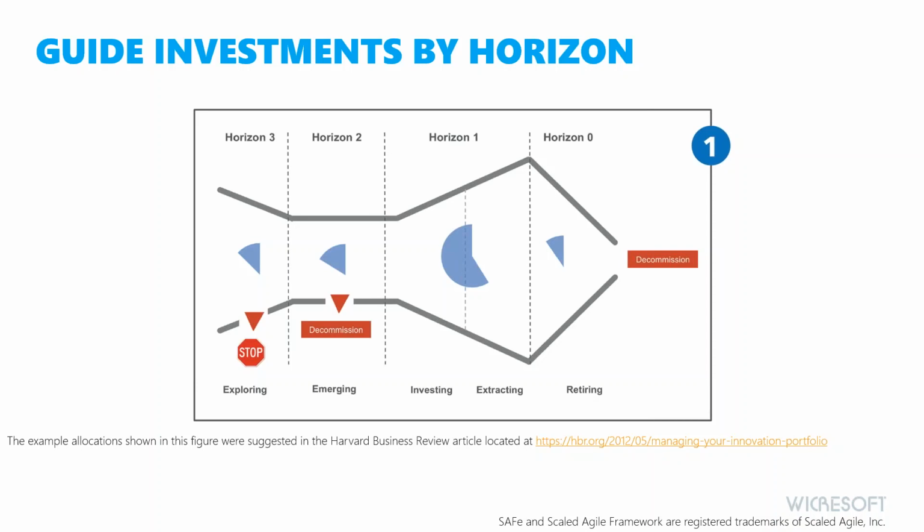And then we've got a small percentage allocated to Horizon 0, retiring, and those are your products, services, systems that are effectively debt that you're trying to get rid of. So these are things that you're still having to put money into to run, but you're trying to decommission them soon.